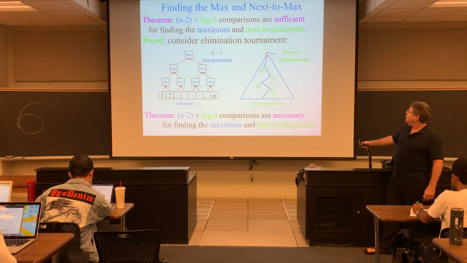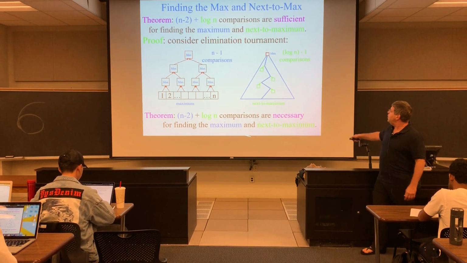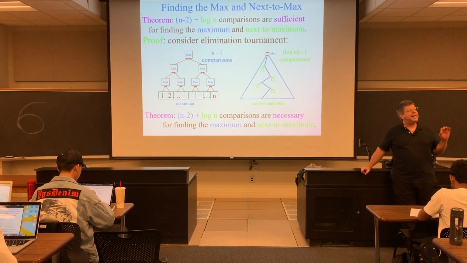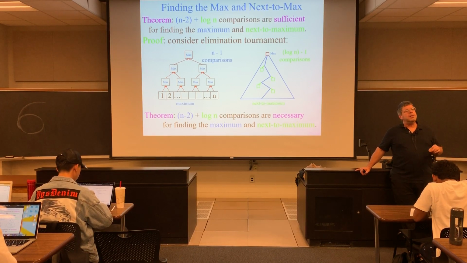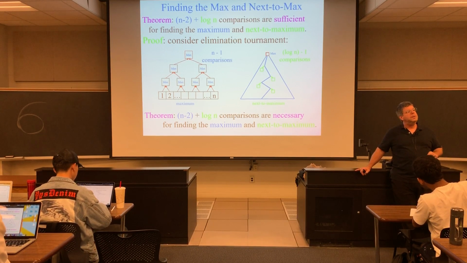Now separately, you can prove, or it has been proven, that n minus 2 plus log n comparisons are also necessary, not just sufficient. In other words, it's also a lower bound, the exact lower bound on any algorithm that finds the max and next to max. That's not easy to prove, and we won't do it here. But for extra credit, try to prove that too.